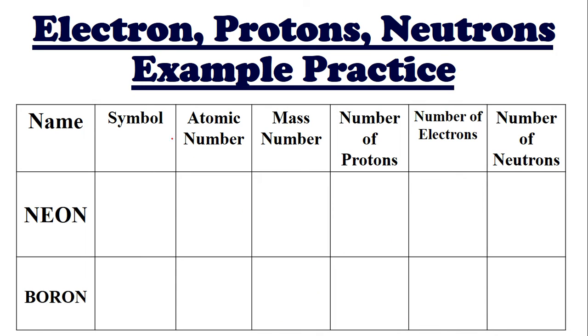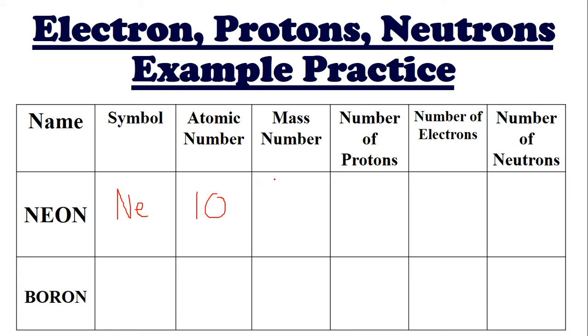All right, the first element we have is neon. Of course it's going to be neon. I use neon for a lot of things. It's my favorite element. The symbol for neon is Ne. You can see big letter, lowercase letter. Now if you look at your element block for neon, the atomic number is 10.